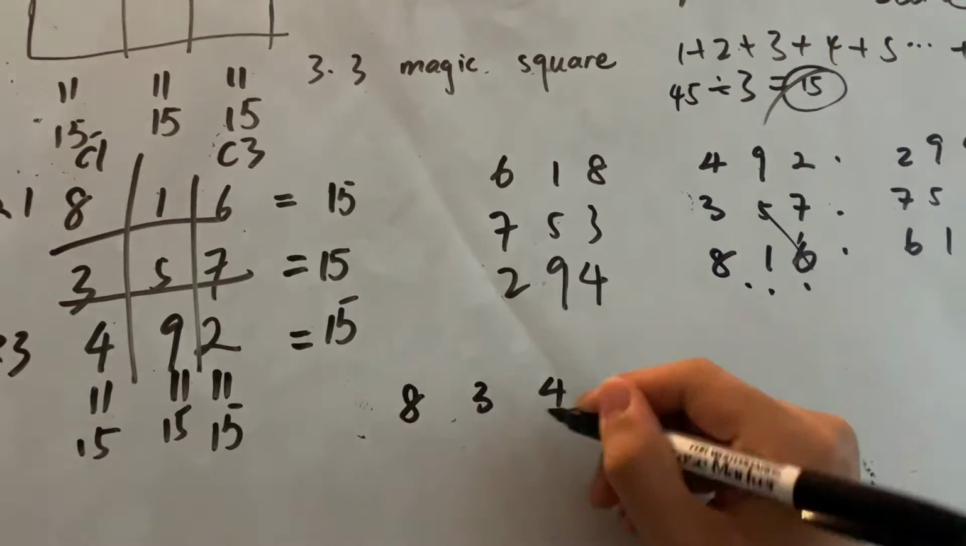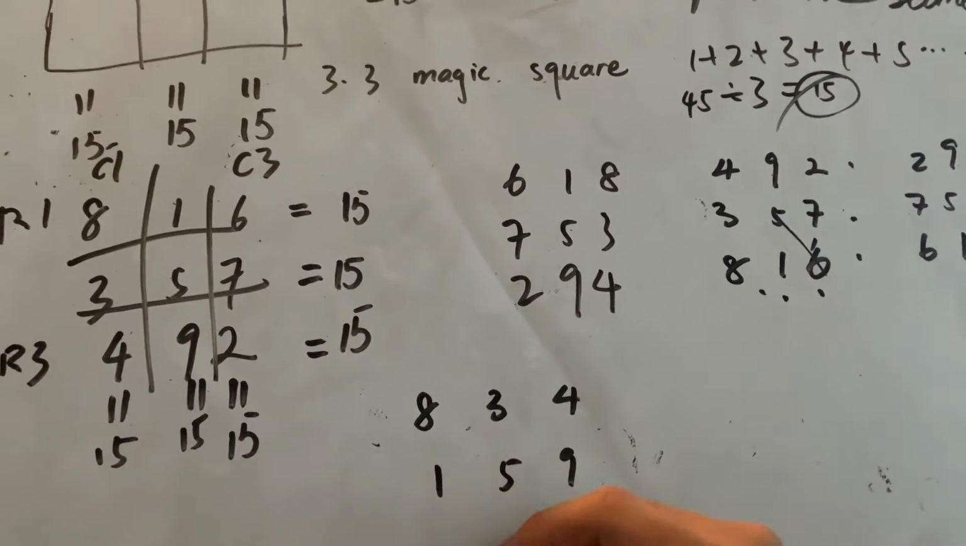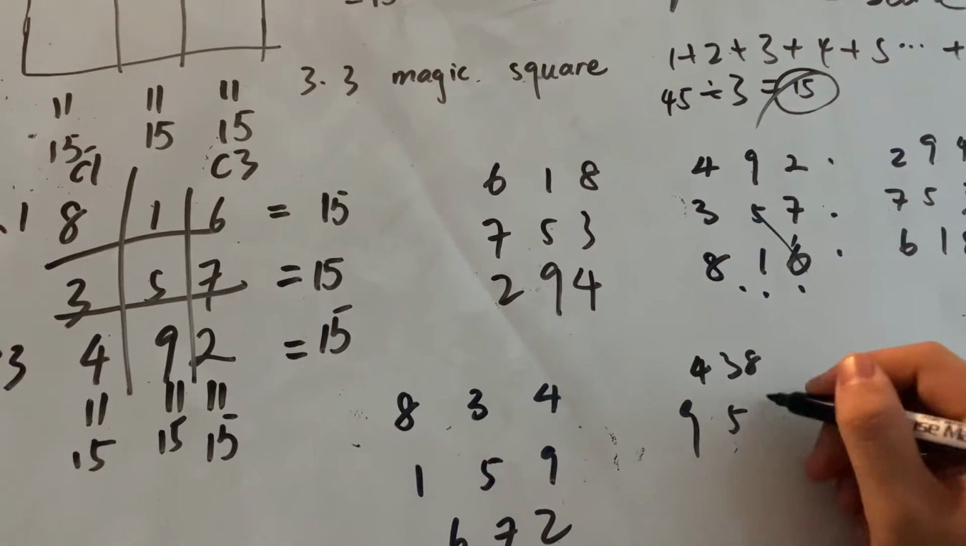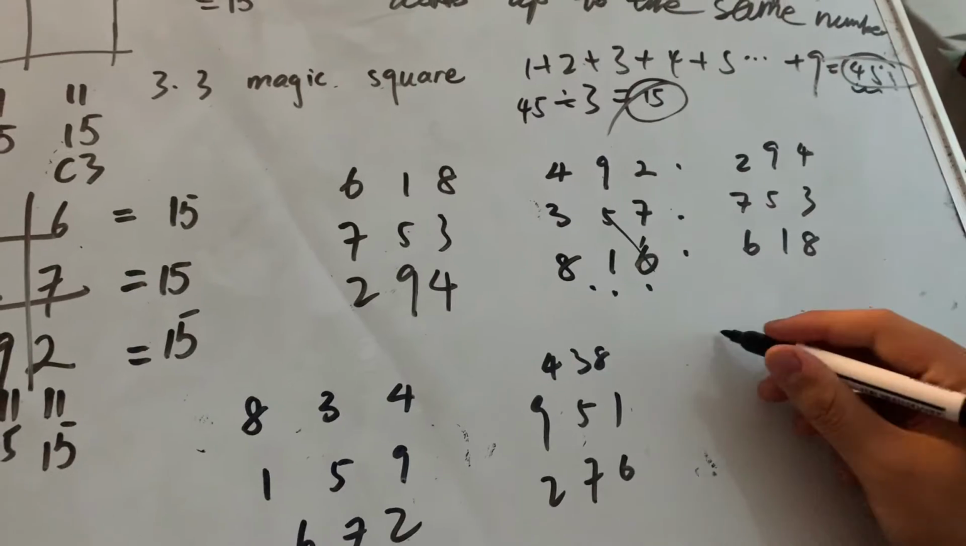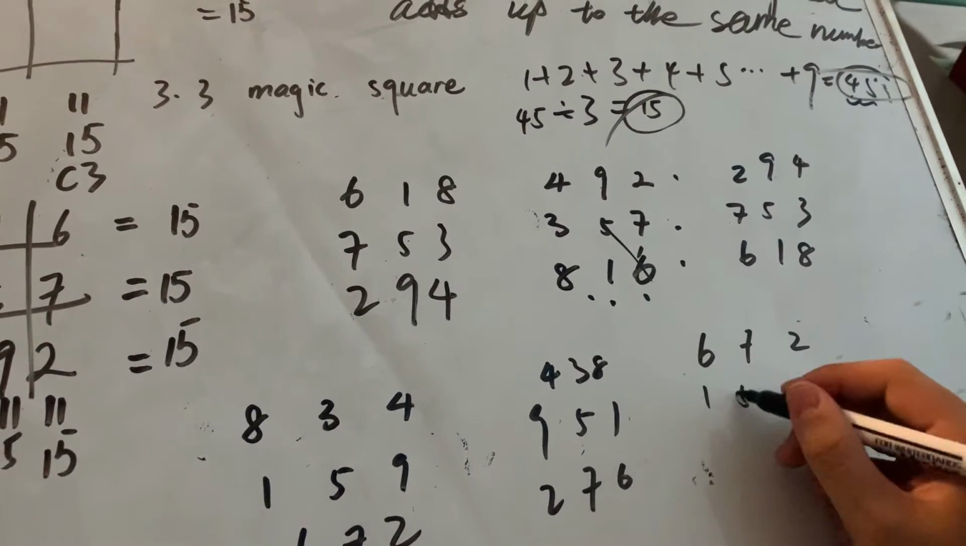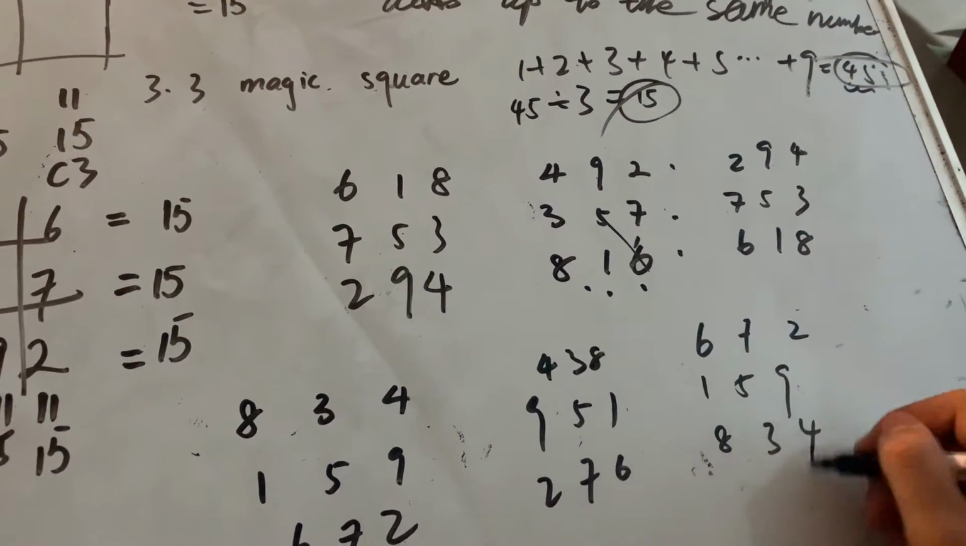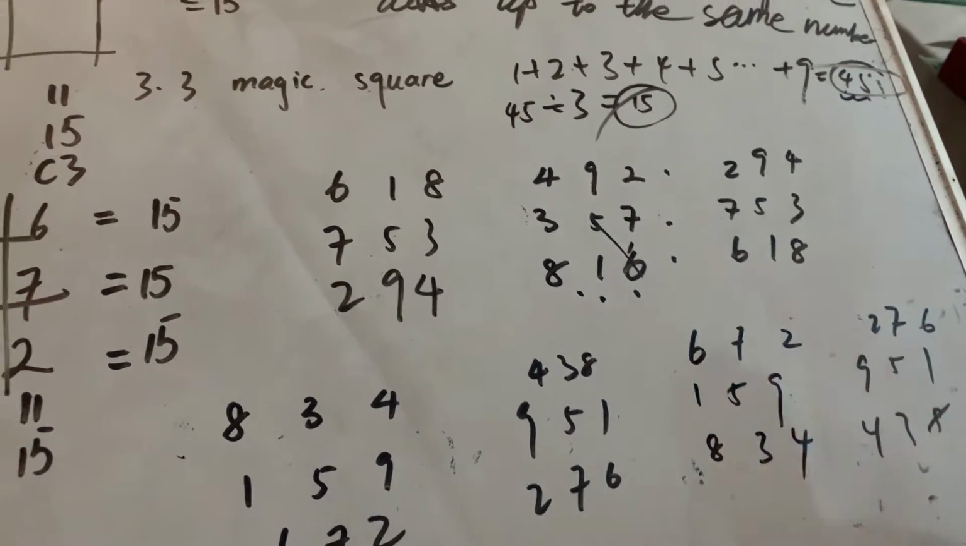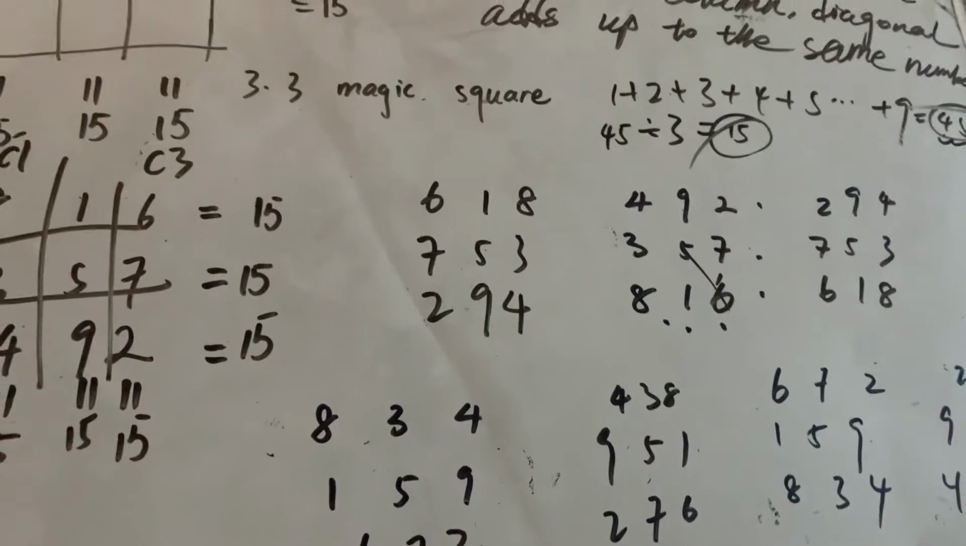The rest of the 4 are 834, 159, 672; 438, 951, 276; 672, 159, 834; and 276, 951, 438. Those are the 8 distinct cases.